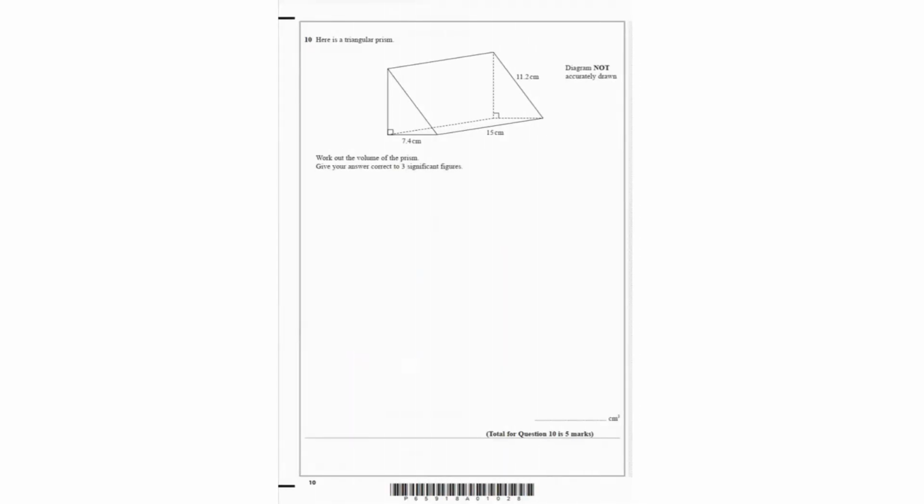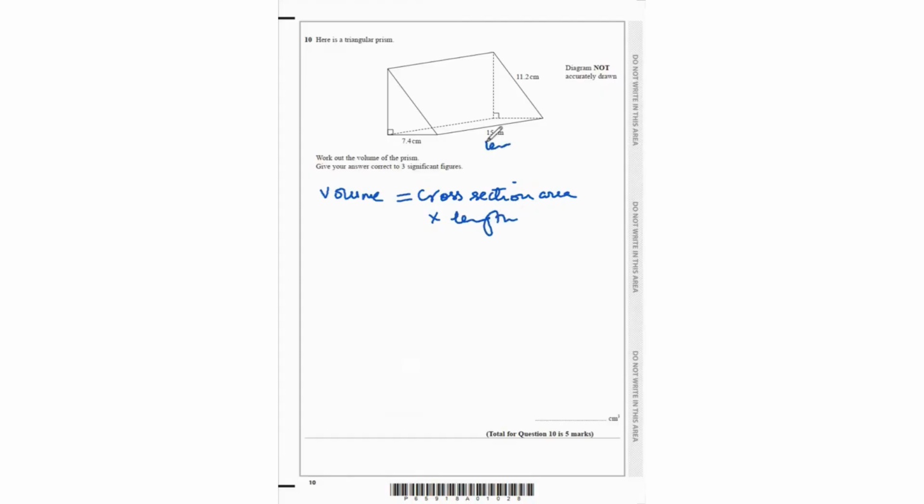Work out the volume of the prism, giving your answer correct to three significant figures. So for the volume of the prism, we multiply the cross-section area by the length of the prism. So this 15 is your length, and the cross-section area is going to be this triangle.